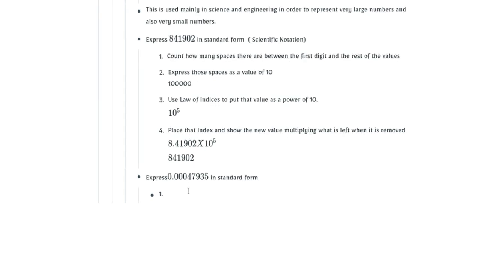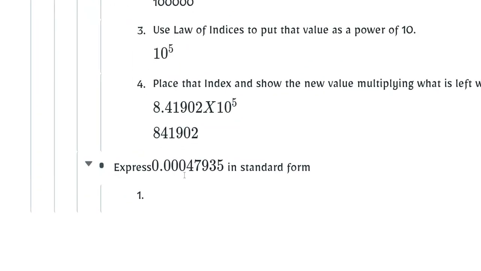If we have 0.00047935, what's the first step? Raise your hand. Let's see. Raise your hand. I wasn't even finished. One moment. I saw your hand first. Okay, good. So, what's the first step we need to do in this expression?